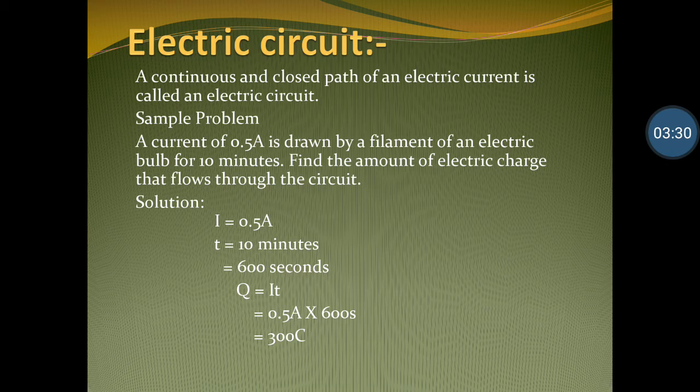Solution: in this question, current I is equal to 0.5 ampere, time t is equal to 10 minutes. So first we convert minutes into seconds. 10 into 60 is equal to 600 seconds. I is equal to Q by t, so Q is equal to I t, which is equal to 0.5 ampere into 600 seconds. So Q is equal to 300 coulomb.